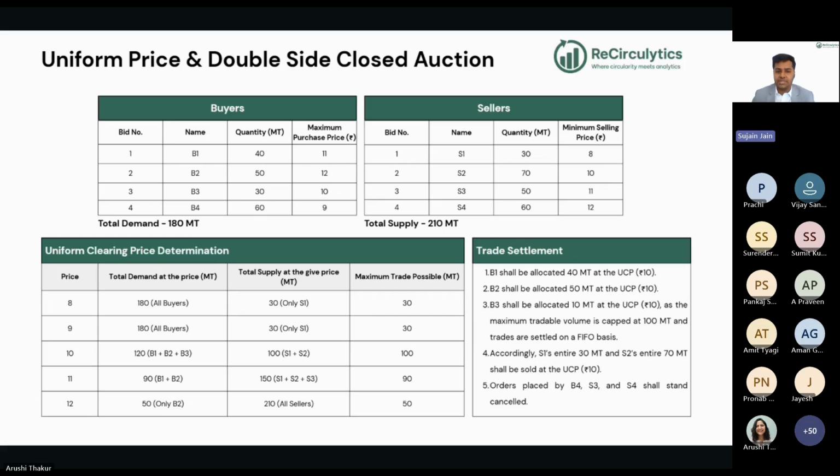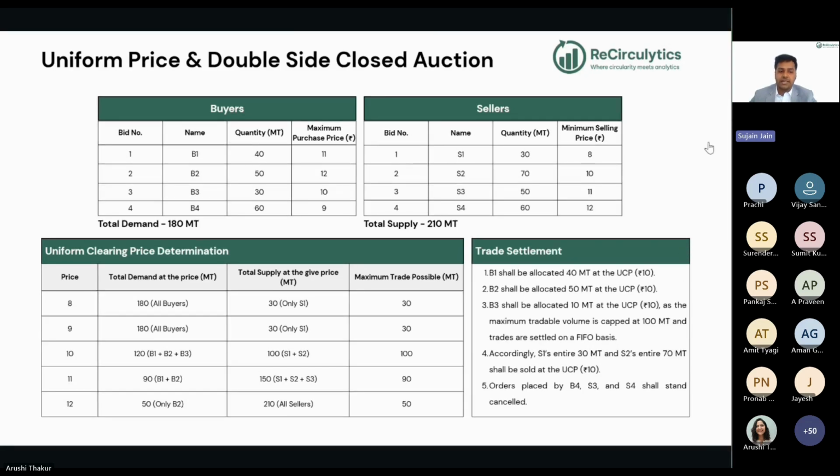Accordingly, once these bids are collected, the exchange will determine the prices. So they will compare the prices accordingly. If you see at 8 rupees, there are 180 buyers. So the total demand, if you see on the buyer side, all the buyers are willing to accept 8 rupees price. So at 8 rupees, all the buyers will place their order.